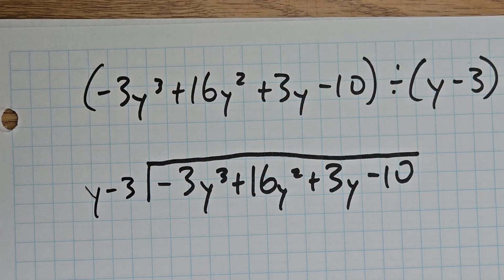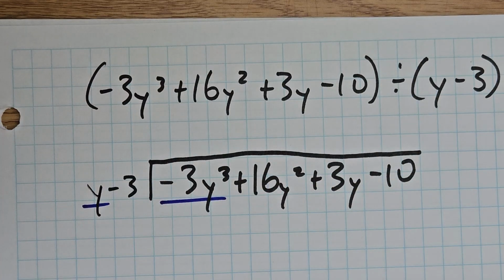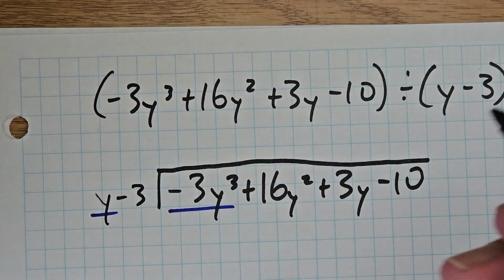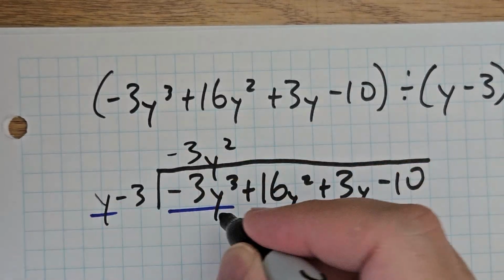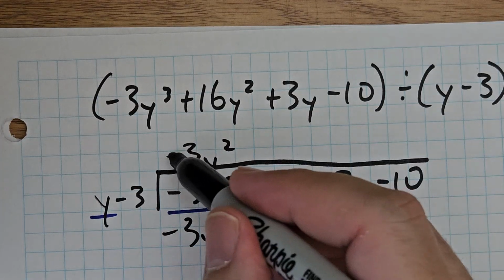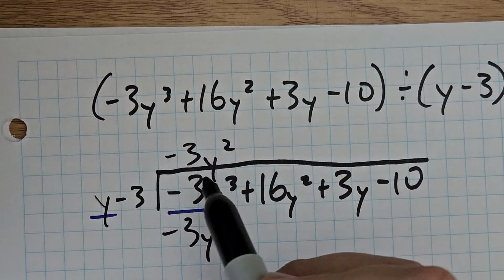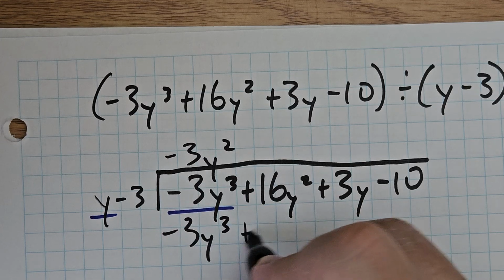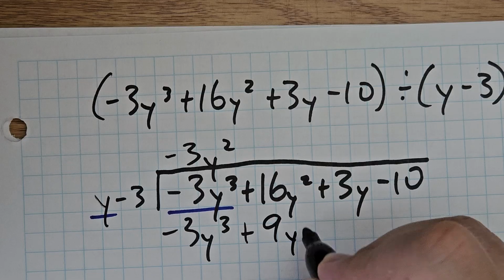Okay. Then we ask ourselves, how many times does y go into negative 3y cubed? Just looking at the first term there. And the answer to that question is negative 3y squared times y makes negative 3y cubed. Okay, and then we also have to distribute that to the second term of the divisor. Negative 3y squared times negative 3 is going to be a positive 9y squared.